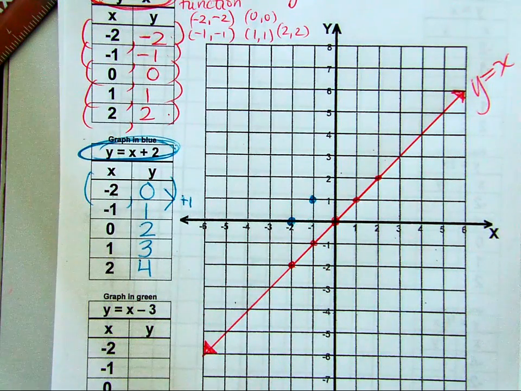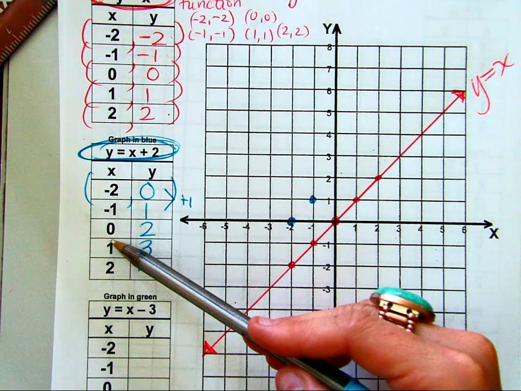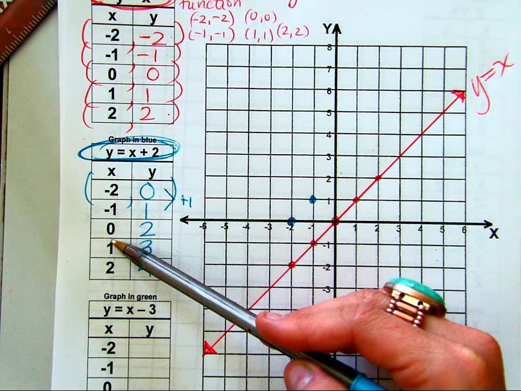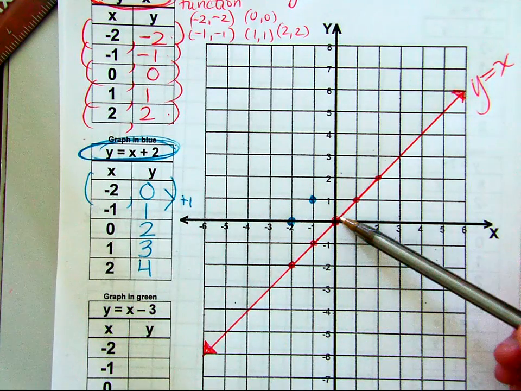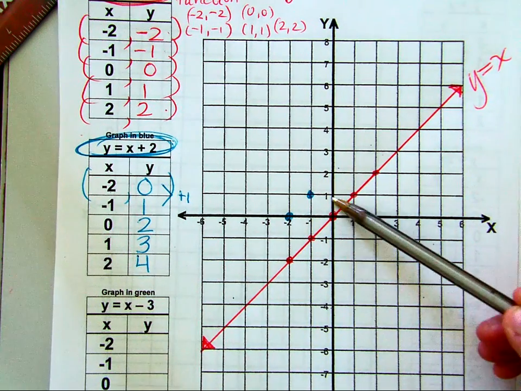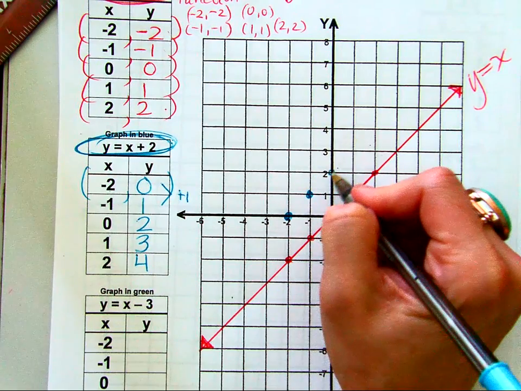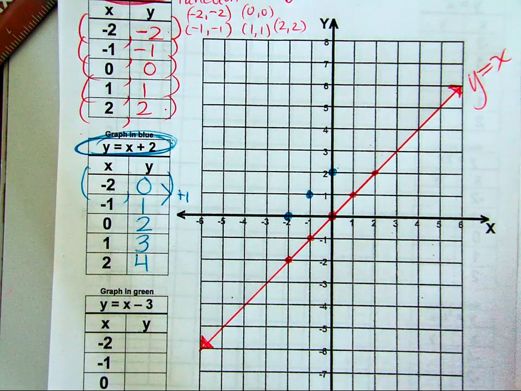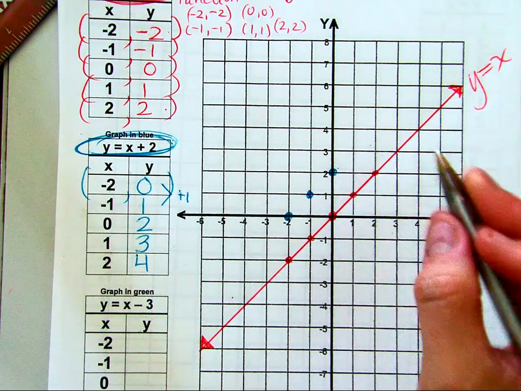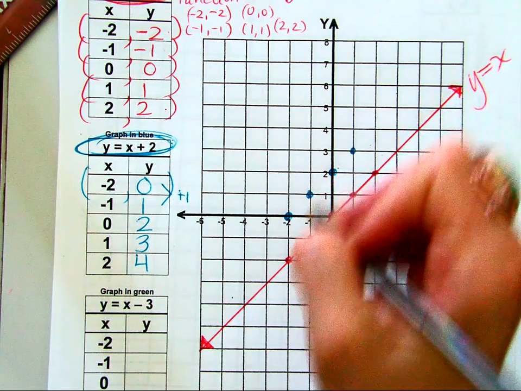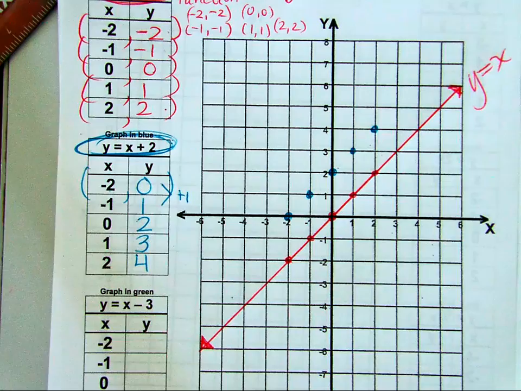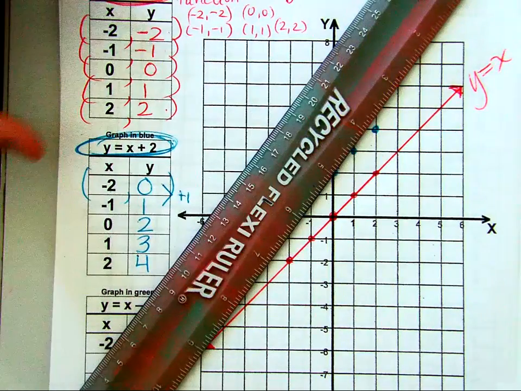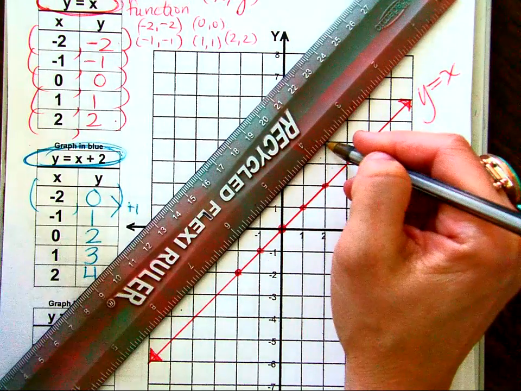Let's look at this one again. This time the 0's in the x spot, which means I don't go left or right at all, but I do go 2 up. And then 1 to the right and 3 up. And 2 to the right and 4 up. Connect your dots. Hopefully they are straight, because they're supposed to be.